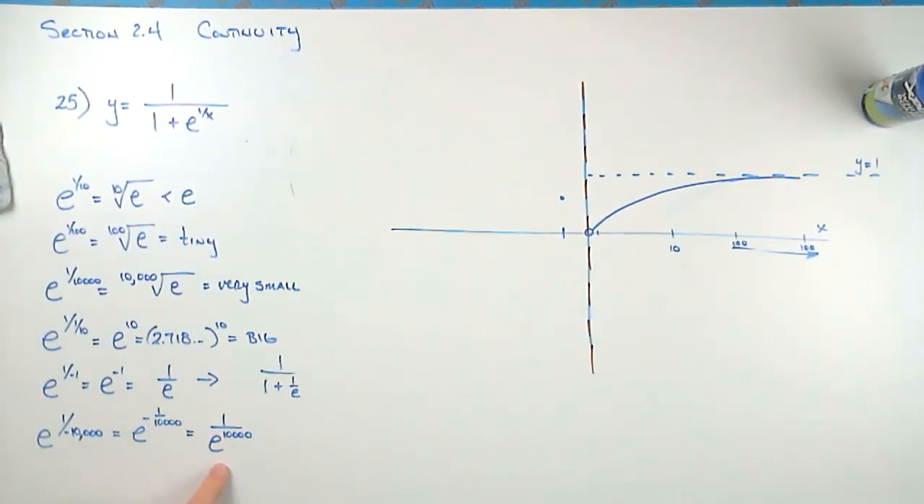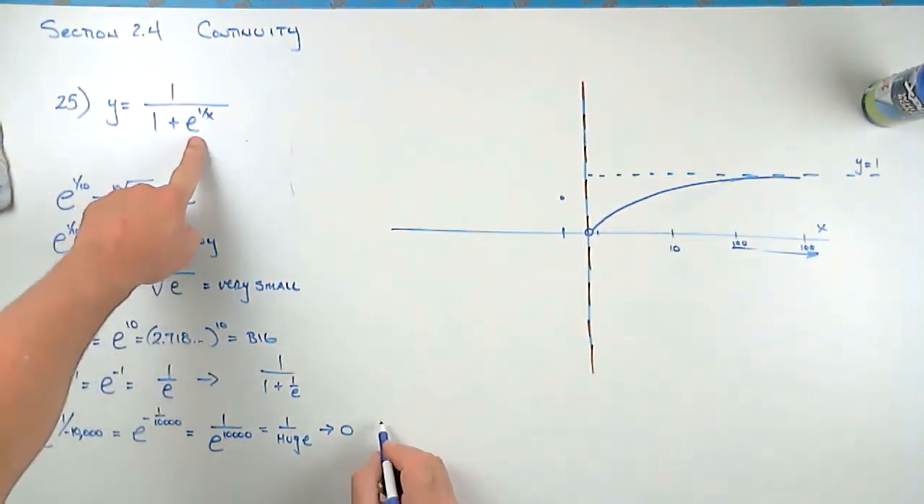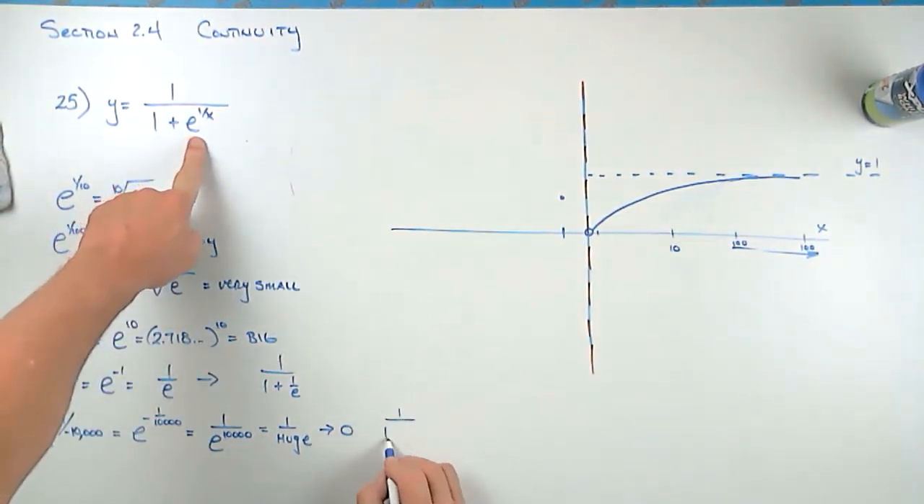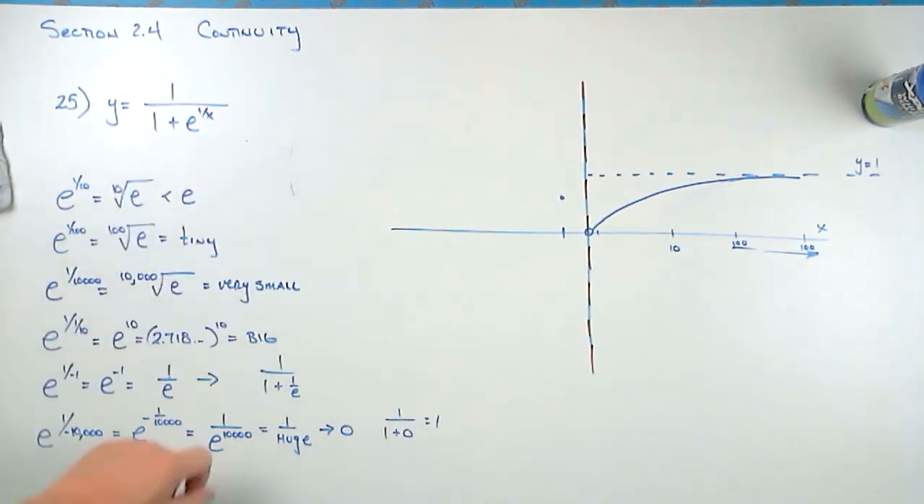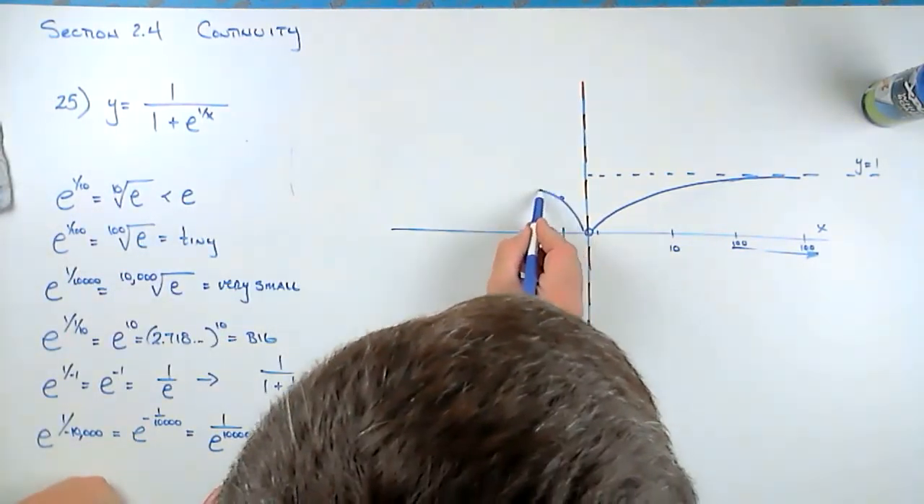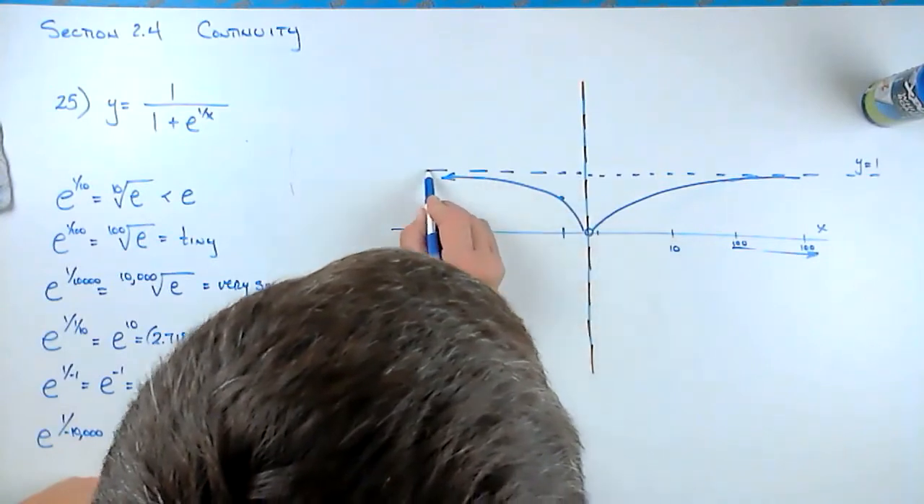E to the 10,000th is huge, right? So this turns out to be 1 over a huge number. That's 0. So this piece turns out to be 0. So we get 1 over 1 plus 0. We get 1. So on this side, it's doing the same thing. It has a horizontal asymptote at 1.